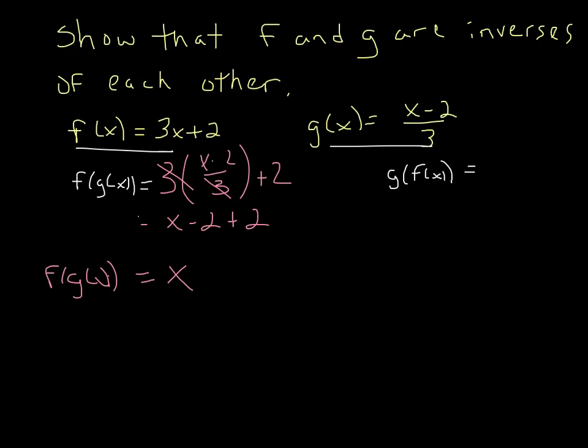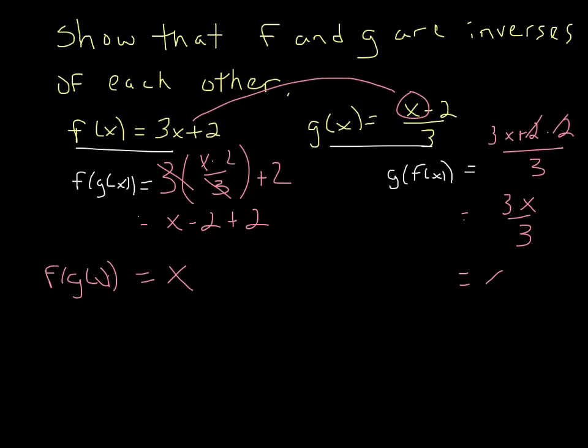So now we go over and we evaluate g of f of x. So 3x plus 2 minus 2 divided by 3. I'm replacing the x in g with the whole function from f. And when I simplify that, the 2's subtract out. I have 3x divided by 3, which leaves me with just x. Okay. Which tells me that f and g are inverses of each other. Okay. So therefore, f of x and g of x are inverse functions.